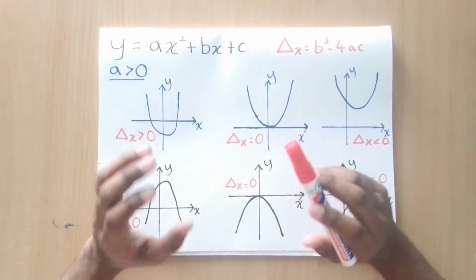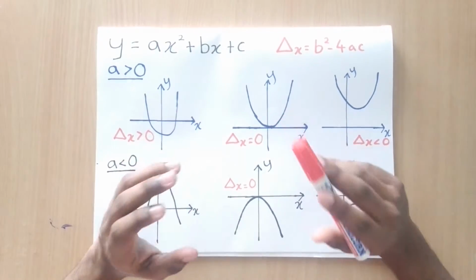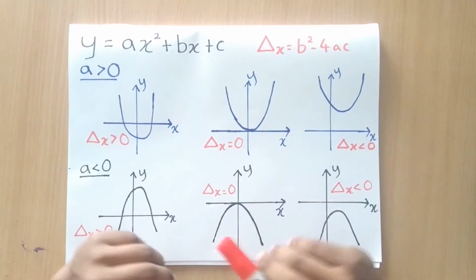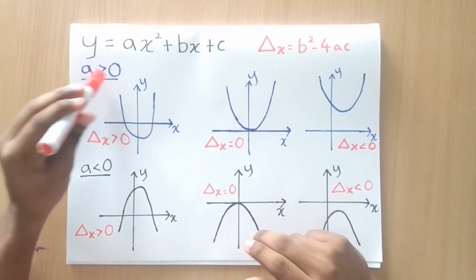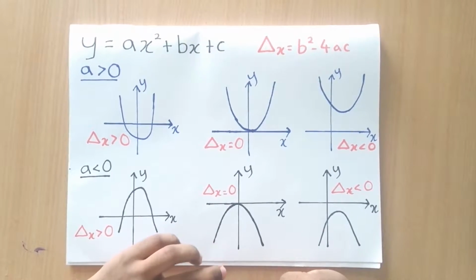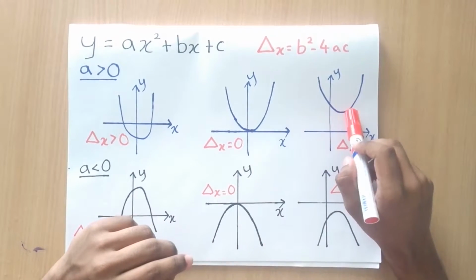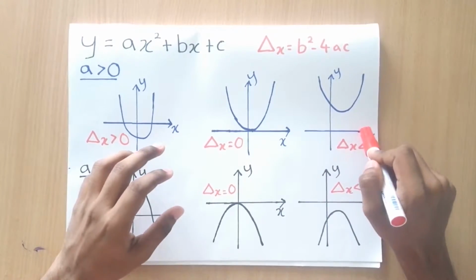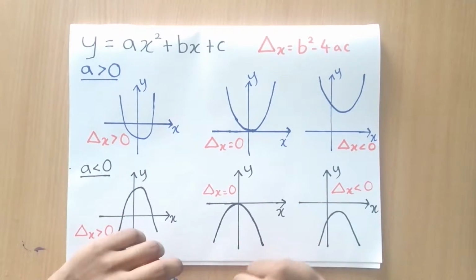So there will be only one value for x when y equals 0, and that would also be the coordinate of the minima. So next, let's see when delta x is less than 0 and a is greater than 0. This is the graph for such a situation. Here it is still U-shaped, so it will have a minima, but there is no interception or touching of the x-axis at all. Next, let's move on to when a is less than 0.